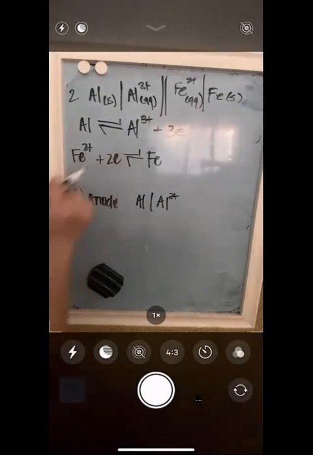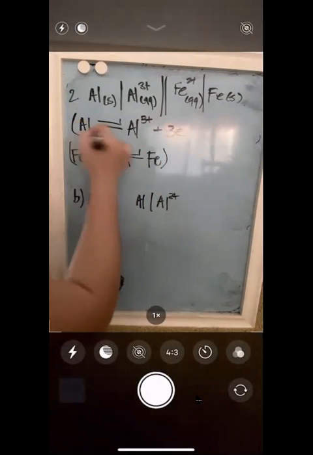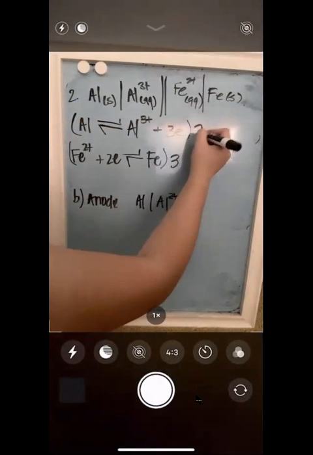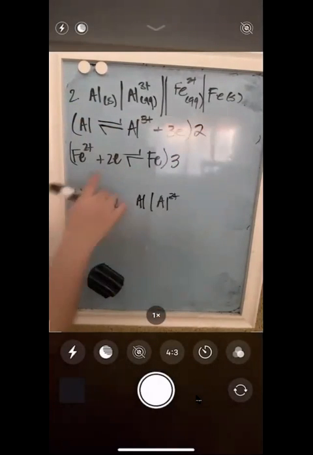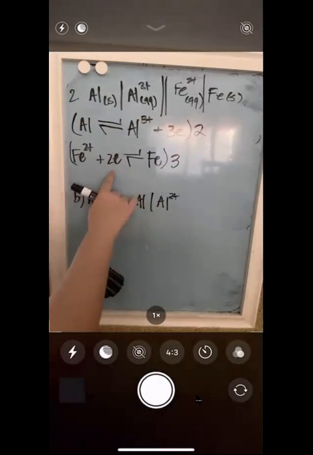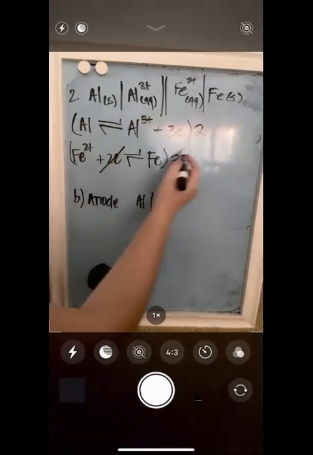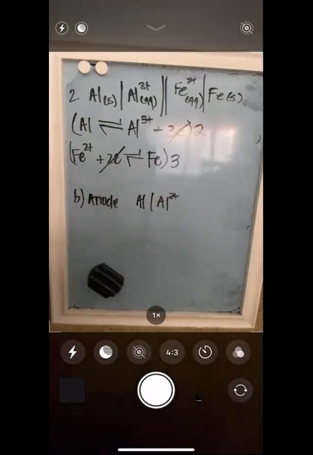Well, you would want to cancel out their electrons, right? Because in our final equation or final reaction, there are no electrons. So you multiply by the correct coefficient, in this case, 3 for this one and 2 for this one. That will give you 6 electrons on each, and you can cancel them out, right?